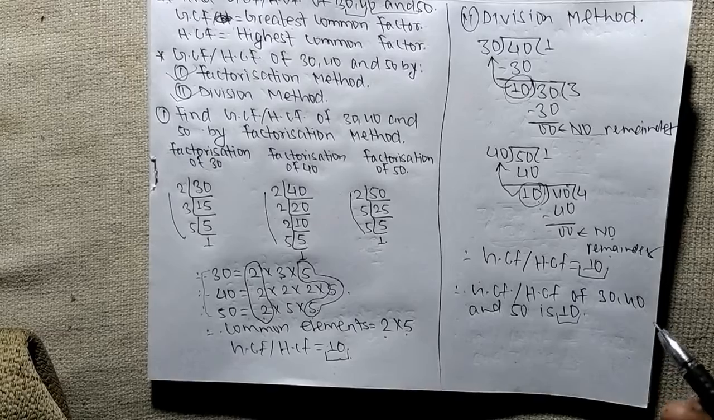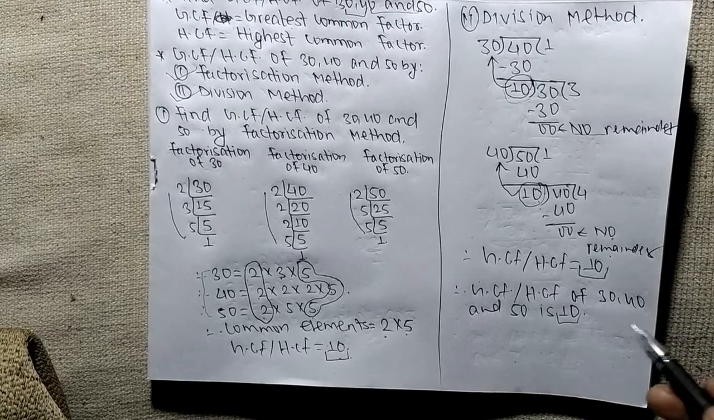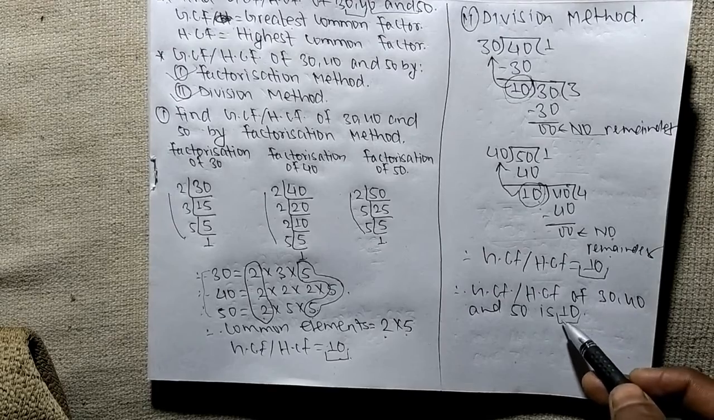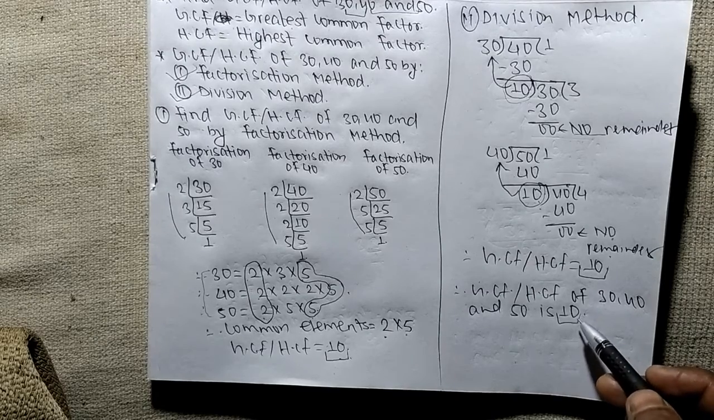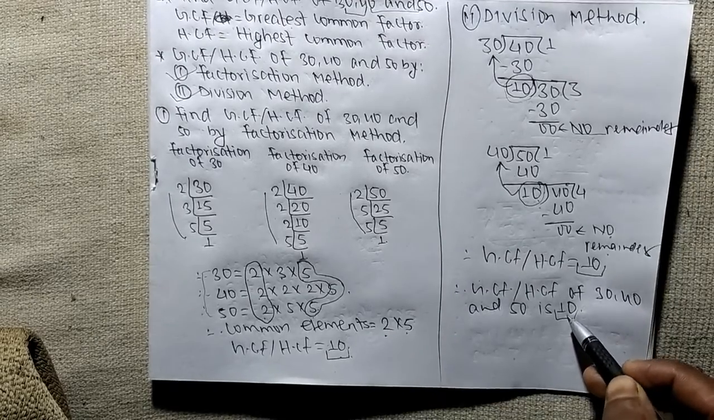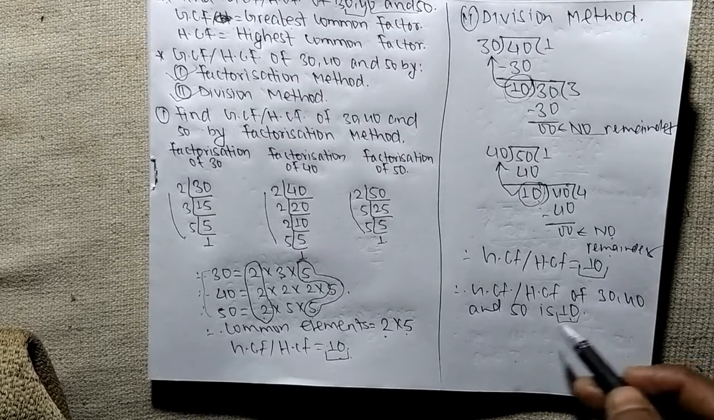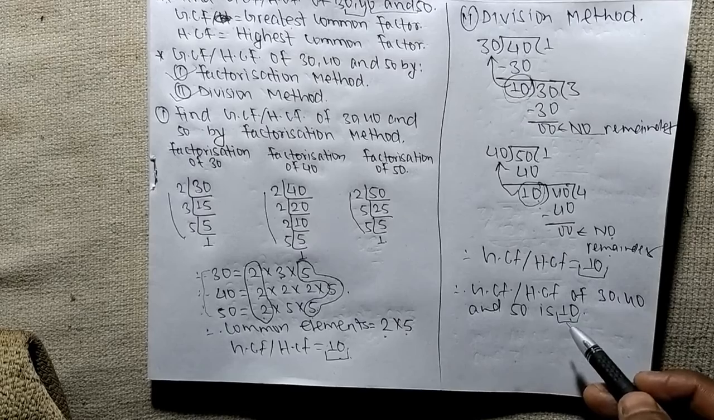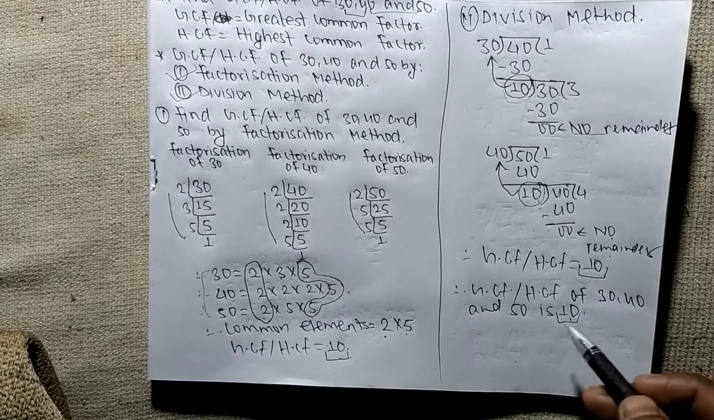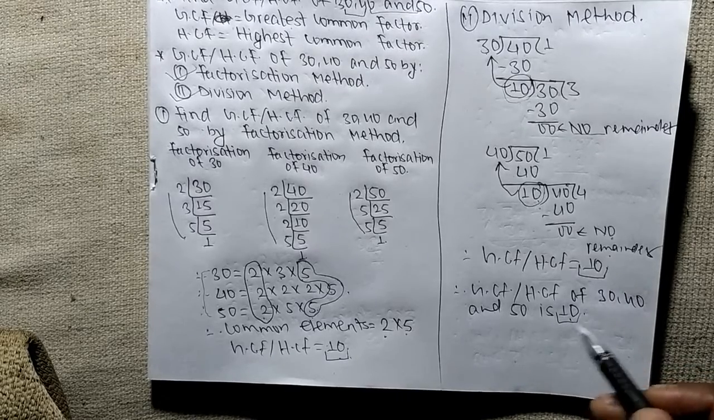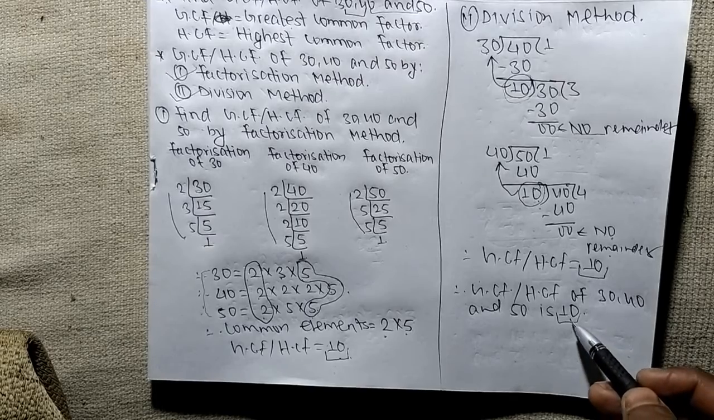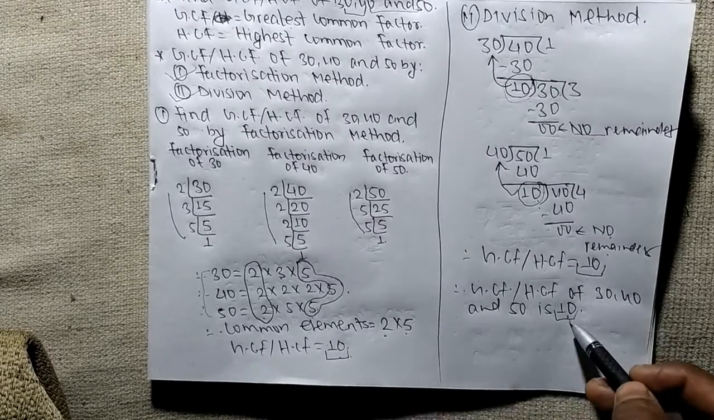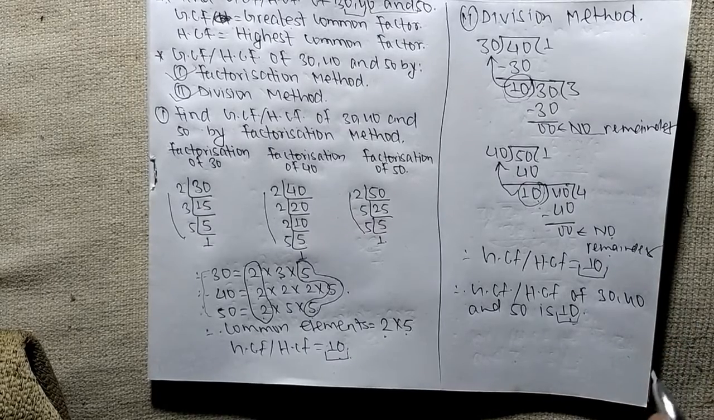There is no other number greater than 10 which can exactly divide 30, 40 and 50. There may be lesser numbers than 10 which can exactly divide 30, 40 and 50. But there would be no greater number than 10 which can exactly divide 30, 40 and 50. It shows that. So this much for today.